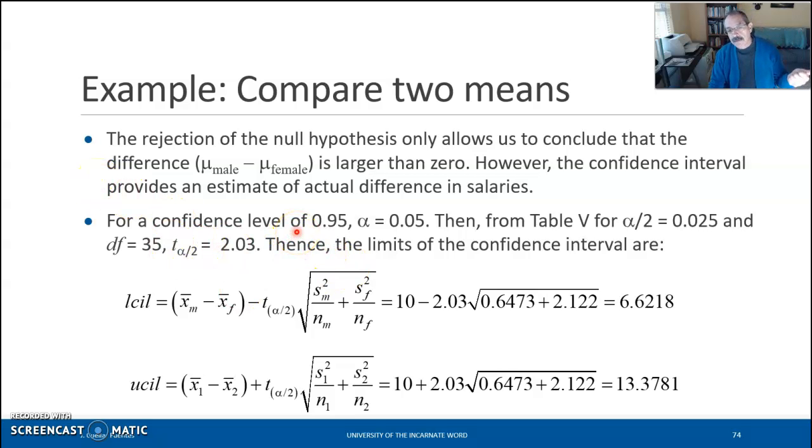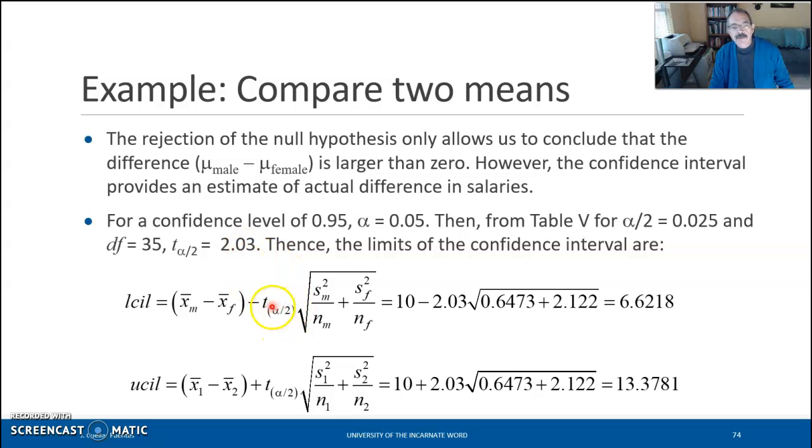So we know we have a confidence level of 0.95 because of the 95% confidence interval. Then alpha is 0.05. So to calculate the two limits, we divide alpha by 2, which is 0.025. And we know the degrees of freedom is 35. So if you go to your table and look at the row with 35 degrees of freedom, and look at the probability of 0.025 from the top, you find that the t alpha over 2 is 2.03.